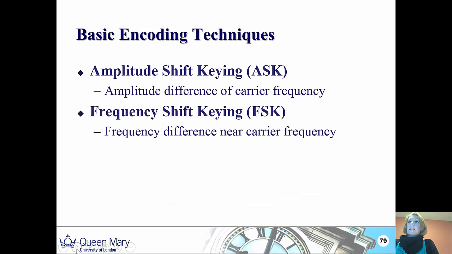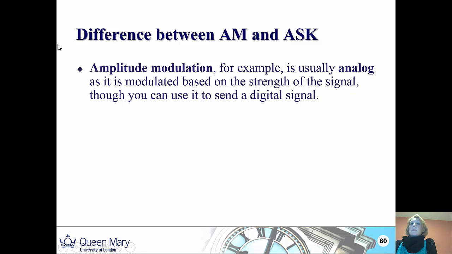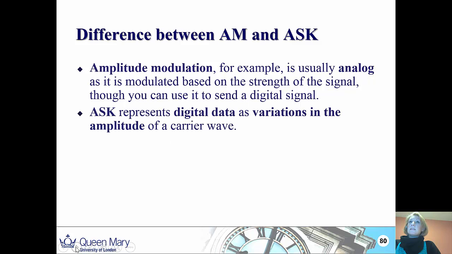So amplitude shift keying is where we vary the amplitude, frequency shift keying is where we shift the frequency, and phase shift keying is where the phase of the signal is shifted. So if we have a signal with a maximum voltage of 10 and a minimum voltage of 3, what is the amplitude modulation depth? The modulation index is 0.538, and we convert that to a percentage to get 53.8% modulation depth.